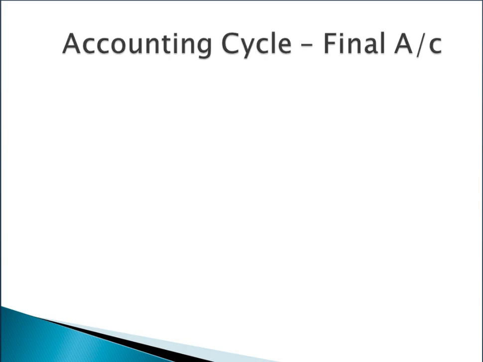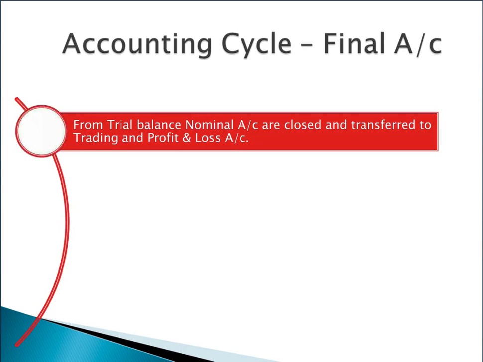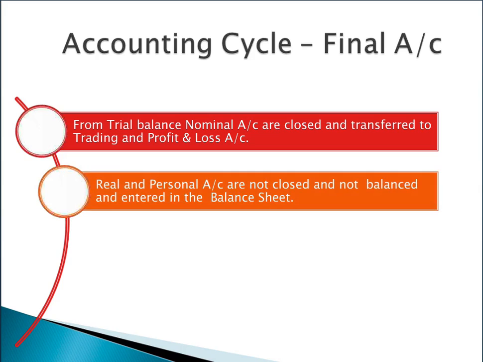So the final step in the accounting cycle, the last step, is final accounts. From the trial balance, all nominal accounts are closed and transferred to trading and P&L. The real and personal accounts are not closed but only balanced and entered in the balance sheet.